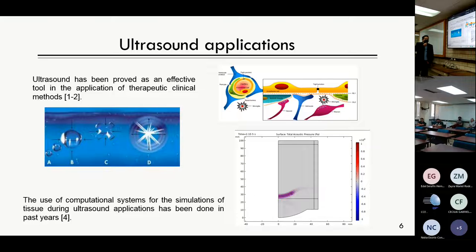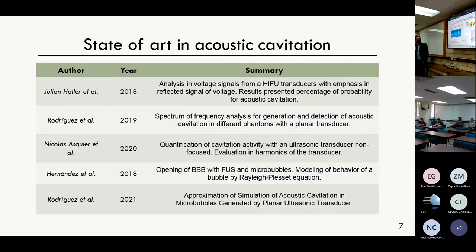The use of computational systems for the simulations of tissue during ultrasound applications has been done in past years. One of the works is to simulate these techniques mentioned before to get an idea of how this could produce damage in soft tissue. However, talking about the phenomenon of acoustic cavitation, there are not many works in the simulation field. Most of the work that is shown in this table is related to experimental work. However, in the last years, there are a few works about simulation that try to give an explanation of this phenomenon.